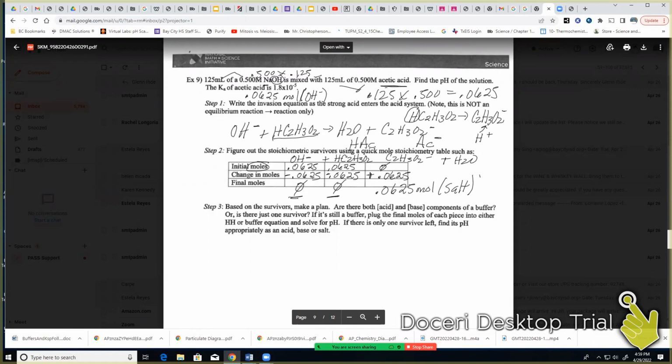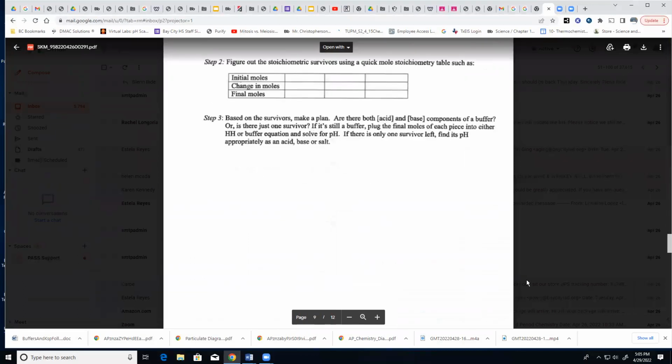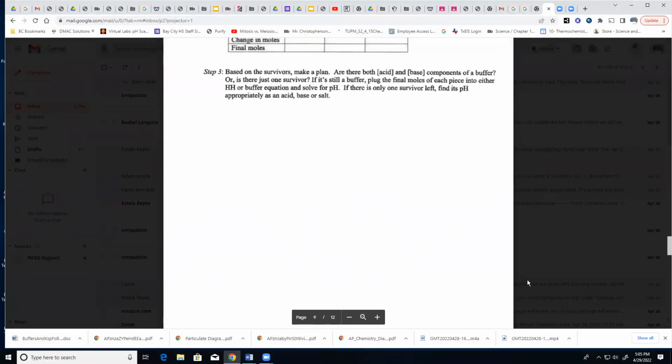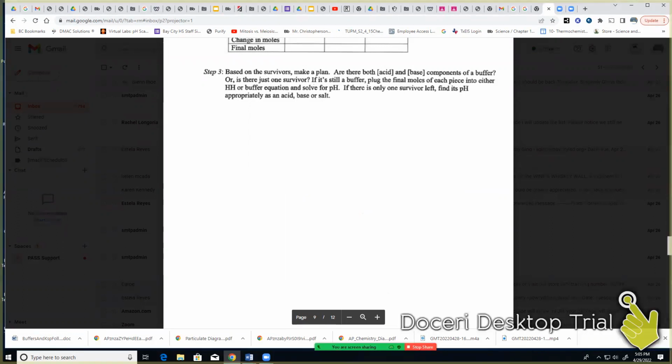So I'm going to move my thing up a little bit. All right. So we said now it becomes a salt hydrolysis reaction, which means that that acetate ion will hydrolyze or break the water apart. So I'm going to write that reaction.